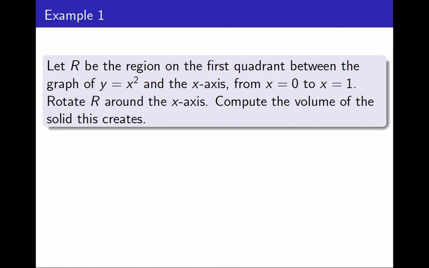Here is a concrete example of a region whose volume I'm going to calculate. I'm going to call R the region in the first quadrant between the graph of y equals x squared and the x-axis from x equals 0 to x equals 1. And I'm going to rotate this region around the x-axis. This creates a solid, and I want to compute the volume of that solid.